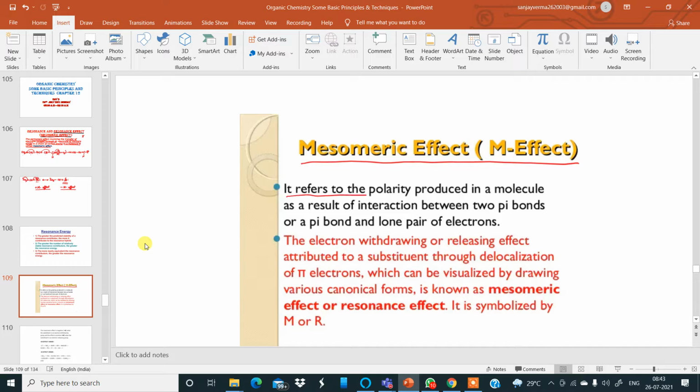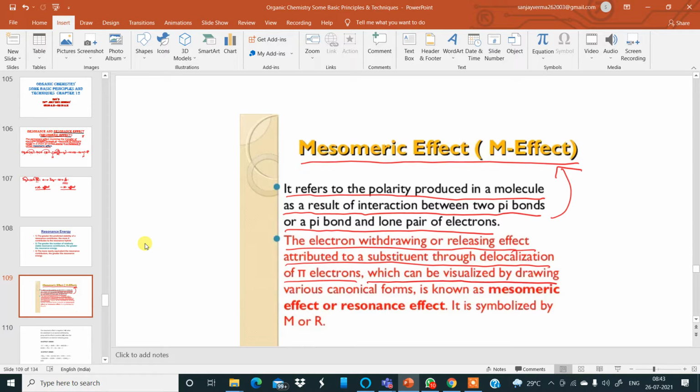Now, this refers to the polarity produced in a molecule as a result of interaction between two pi bonds or a pi bond and a lone pair of electrons. So, if there is an interaction between a pi bond and a pi bond or a lone pair of electrons, then the effect becomes mesomeric effect. Here, the electron withdrawing or releasing effect attributed to a substituent through delocalization of pi electrons, which can be visualized by drawing various canonical forms, is known as mesomeric effect or resonance effect. It is symbolized by either capital M or capital R.